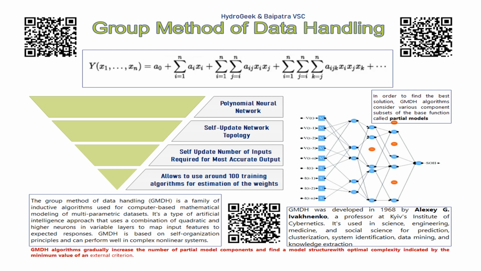Now to summarize: the group method of data handling is a family of inductive algorithms used for computer-based mathematical modeling of multi-parametric data sets. GMDH is based on self-organization principles and performs well in complex nonlinear systems. I have already discussed the partial models. In order to find the best solution, GMDH considers various component subsets of the base function, called partial models. You can change the activation functions into different partial models. This method was developed in the year 1968 by Alexei G.